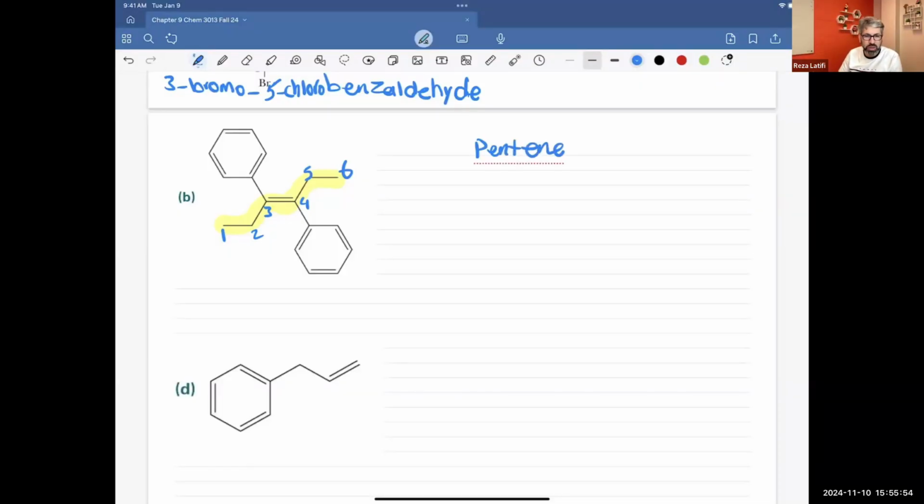And now on the 3rd and 4th carbons, I have 2 phenyl groups. So I go 3 and 4-diphenyl, and then I say pentene. Okay, 3,4-diphenyl pentene.